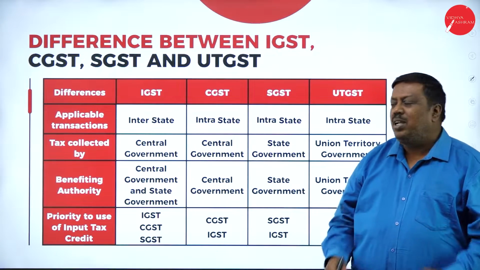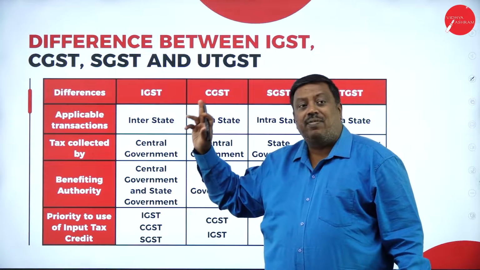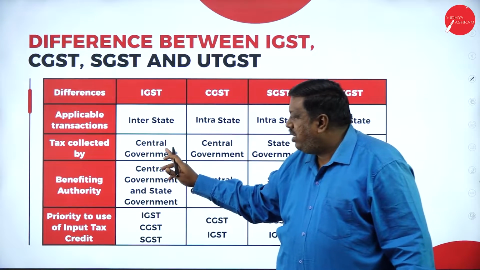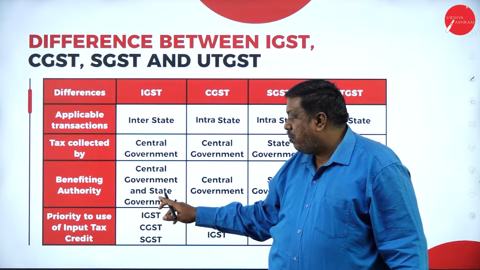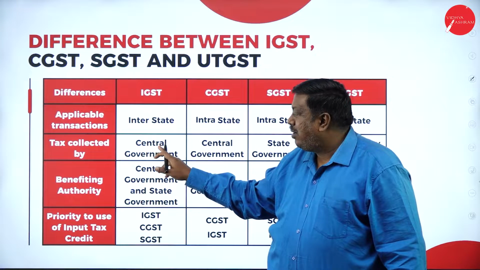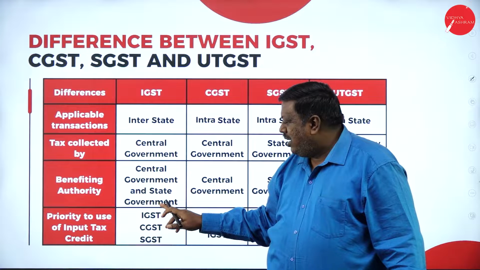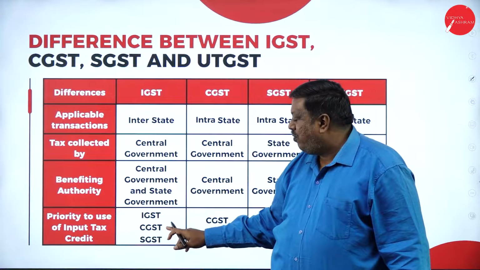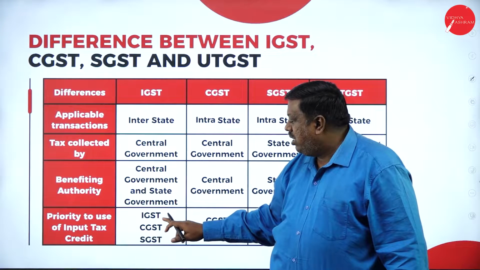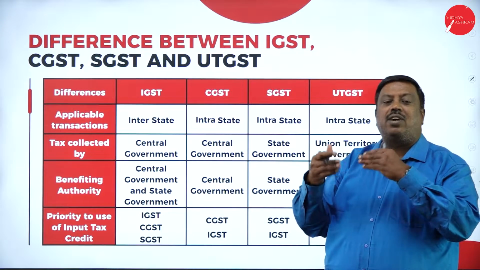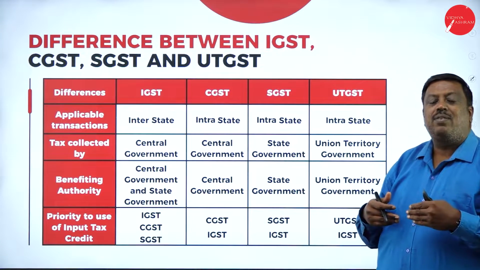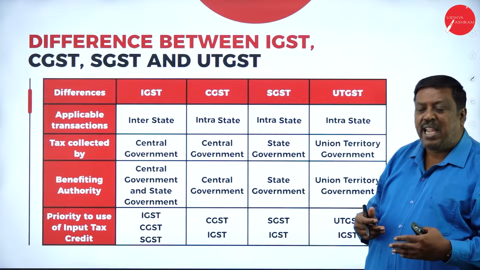In that case, IGST is levied, and the benefit goes to the central government as well as the state government. The tax is collected by the central government. For usage of input tax credit, it will first begin with IGST and then CGST and SGST. This is the way the benefit is given whenever we have paid excess tax.